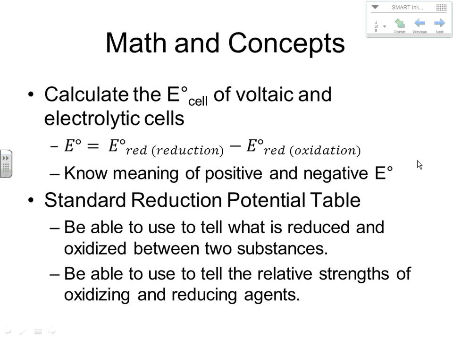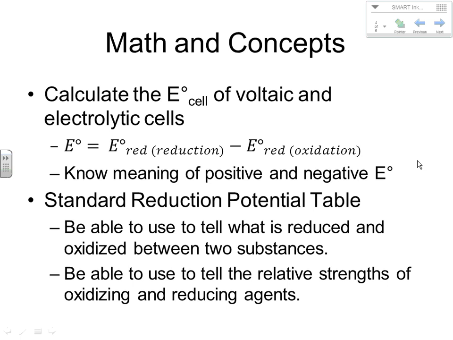Calculating the E naught of the cell, that's cell potential or EMF, of a voltaic cell and electrolytic cells. Remember to do it from either one. Use this more general equation: the E naught of the reduction potential of what's being reduced minus the reduction potential of what's being oxidized. That works for any situation.